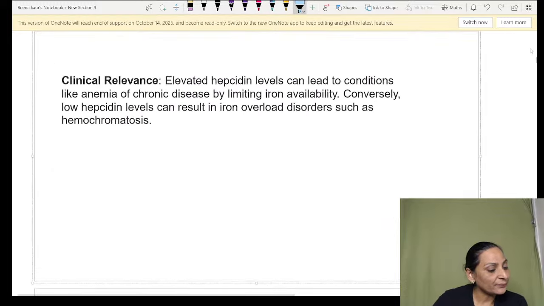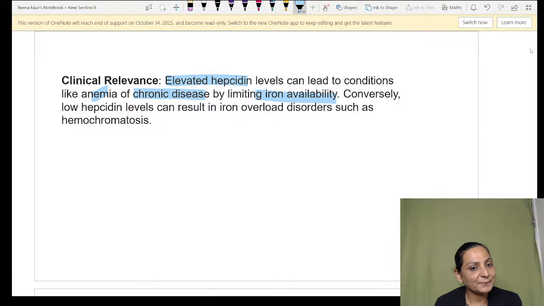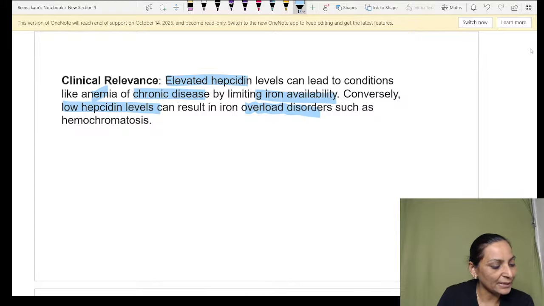Now, what is the clinical relevance of this? Elevated hepcidin levels can lead to conditions like anemia of chronic disease by limiting iron availability. Hepcidin basically reduces the level of iron in the bloodstream, and therefore an excess of hepcidin limits the iron availability, so it can result in anemia of chronic disease. On the other hand, if the hepcidin levels are very, very low, it can result in iron overload.